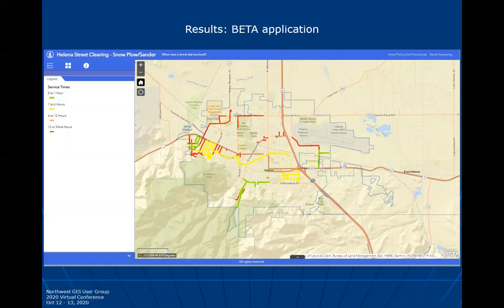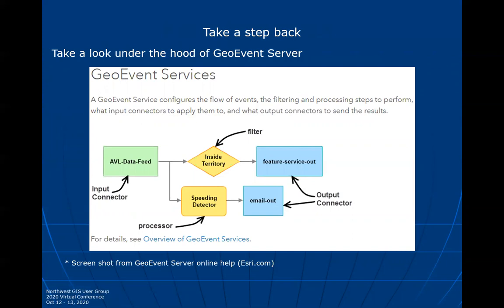Let's back up. What is GeoEvent? What are these components underneath the hood that really allow us to do what we did? Well, the GeoEvent Server is set up of a couple different parts and pieces. You have this input connector, which is your live data feed. In our case, it's the AVL feed coming from the Verizon Network Fleet application. Then you have these output connectors, basically where you're saying, I want it to come out into some product that I can end use, like a feature service or an email notice based on something happening here. In our case, we're using a feature service that we're updating.